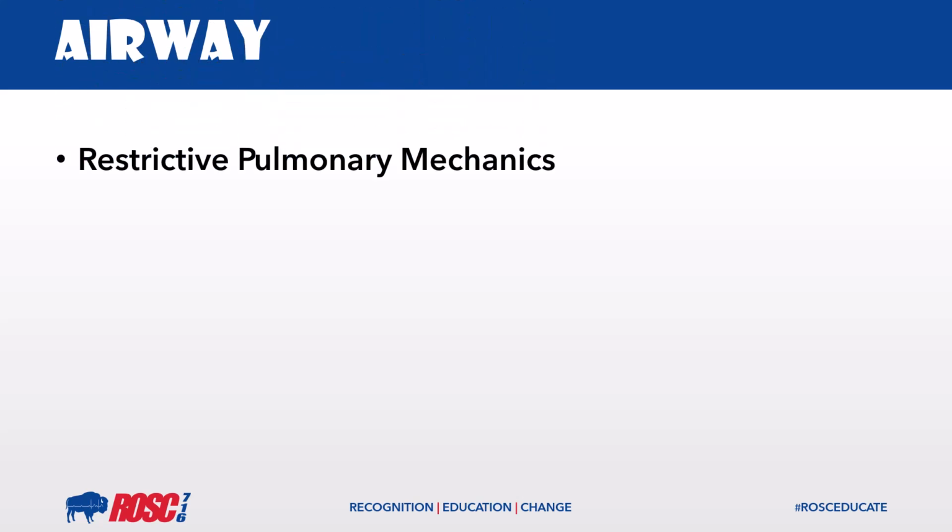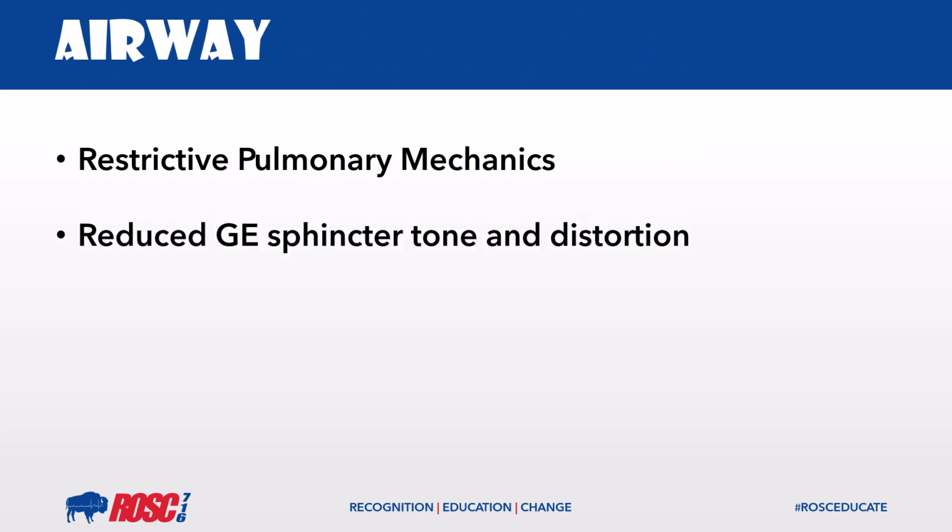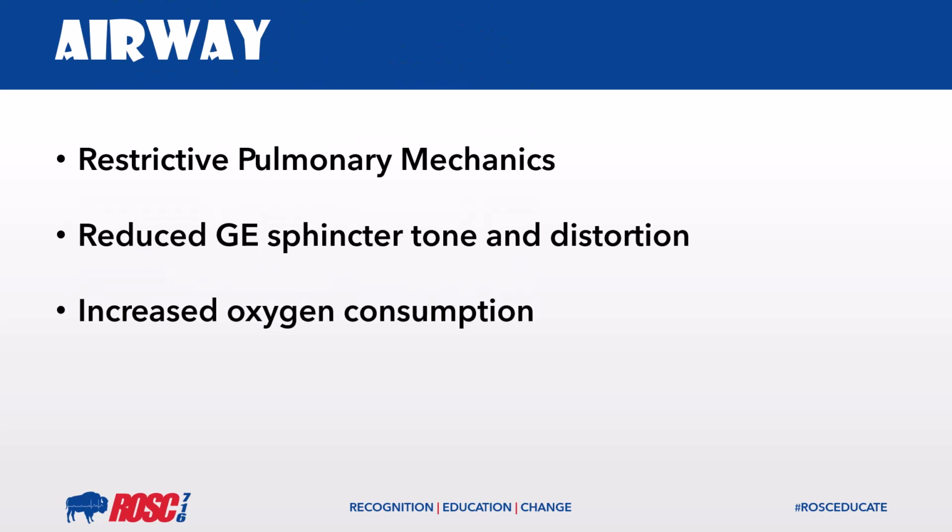In addition, there's an increase in restrictive pulmonary mechanics, and this is because of the growing uterus and the weight gain of mother. Due to progesterone increases, there's a reduction in GE sphincter tone, and in addition, the growing uterus mechanically distorts the GE junction, and this sets up for an aspiration event. There's also increased oxygen consumption because of the fetus, and in addition, mom has a poor oxygen reserve.